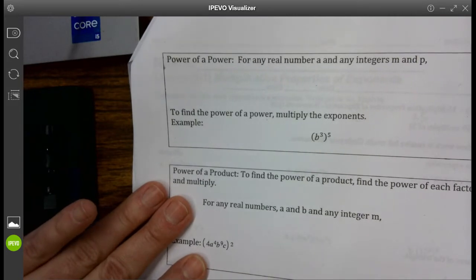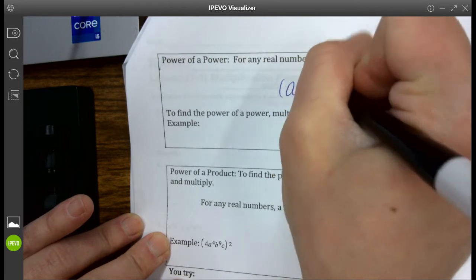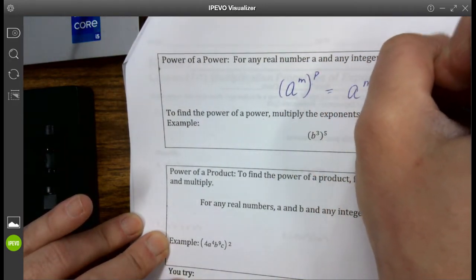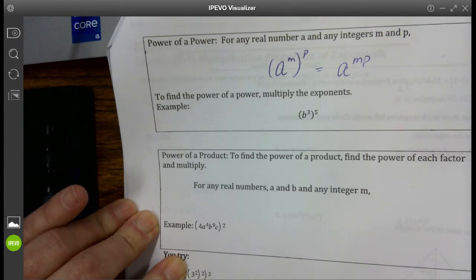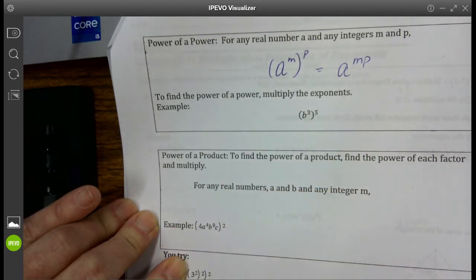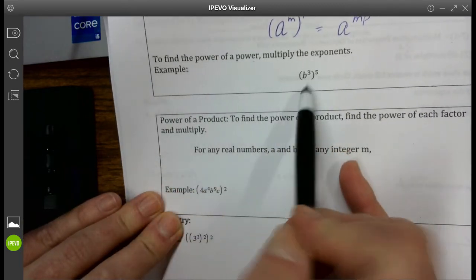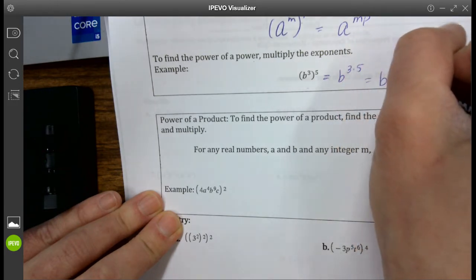So for any real number a and any integers m and p, if I have a to the m all raised to the p, then I have a to the mp. In mathematics, when we're discussing a definition or a theorem, we don't use numbers because numbers are specific examples. We're saying that these letters represent any number. Okay, so say we have to find the power of a power. We just did this. We have multiplication, 3 times 5, which would be b to the 15th.